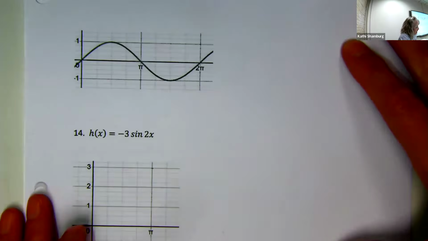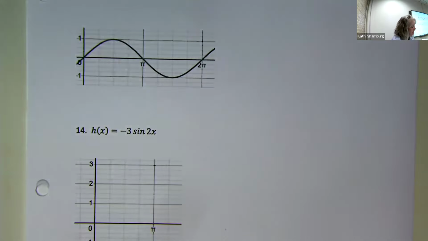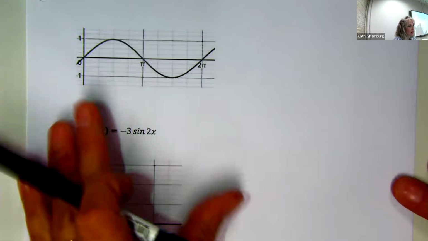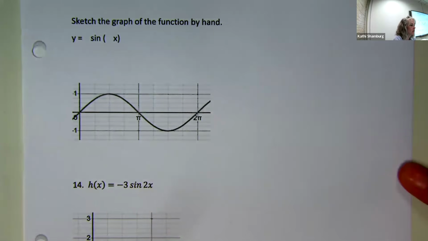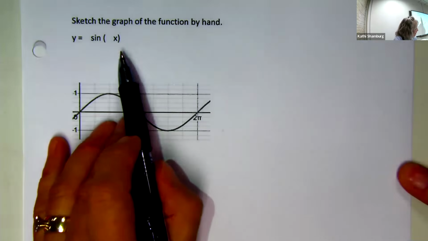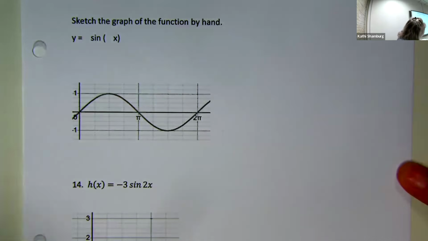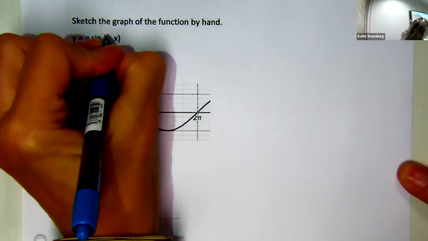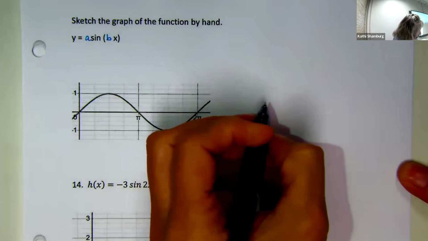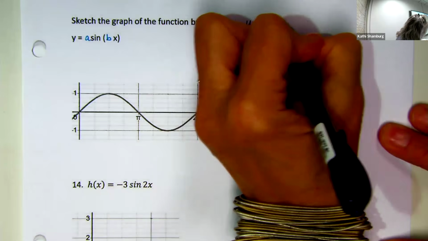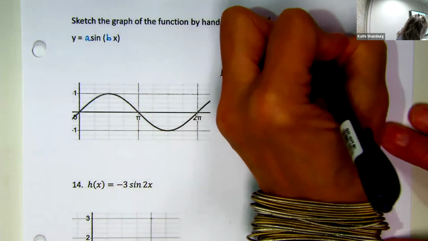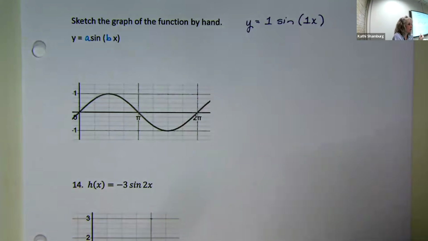All right, so ultimately we're going to sketch a graph down here. Sketch the graph of the function by hand. Now, notice I left some spacing. All right, this is the graph for sine of x. This is what it looks like. I specifically left some spacing here because I want to put an A here and a B here. So technically what we have is y equals 1 sine of 1x. When you see y equals sine x, you just don't see the ones.